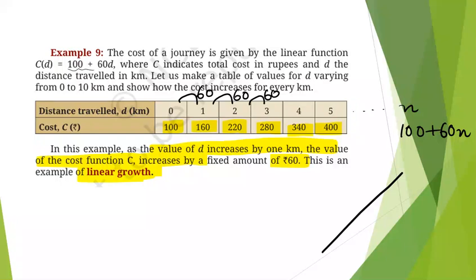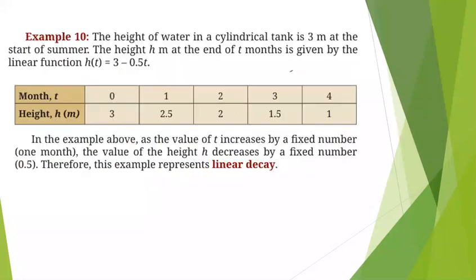Okay, now moving to the next example, we will see what is linear decay. What is linear decay? Can you guess what will be linear decay? Linear growth means it is an increase by a fixed amount, right? So linear decay will be a decrease by a fixed amount, isn't it? Okay, without wasting time, we will do an example.